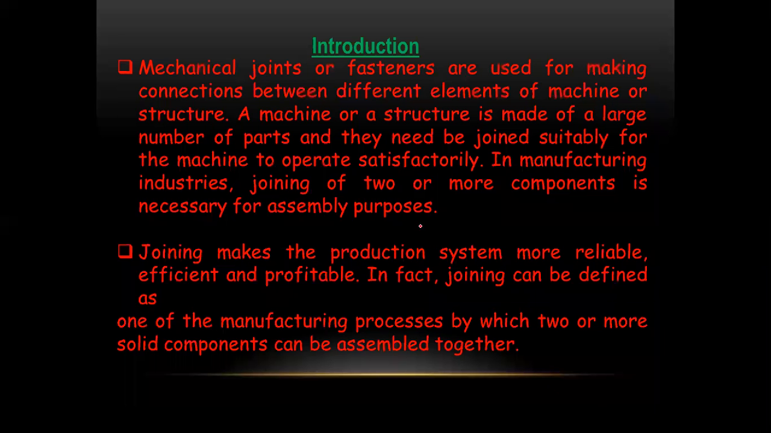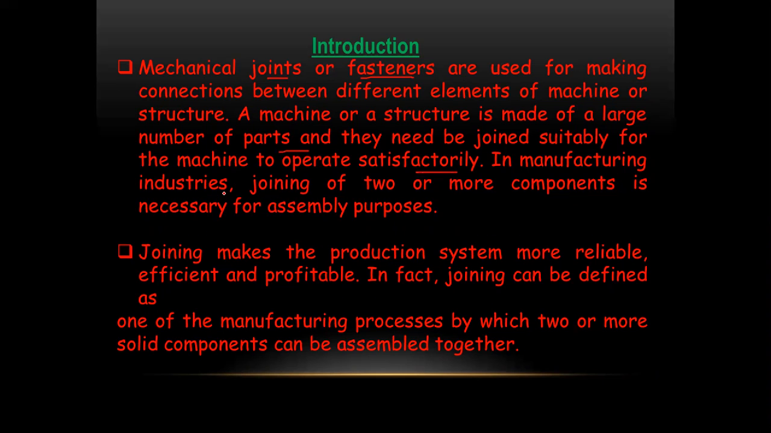Now, if you see the rivets, the mechanical joints are fasteners. So we can call them joints or fasteners. The mechanical joints or fasteners are used for making connections between different elements of a machine or a structure. A machine or structure is made up of a large number of parts, and they need to be joined suitably for the machine to operate in good condition.